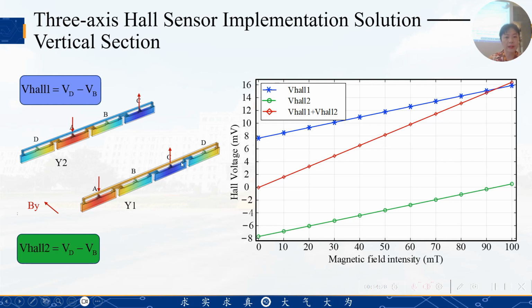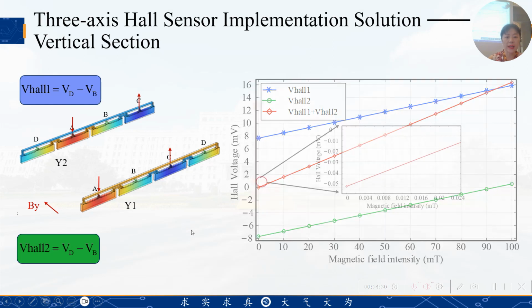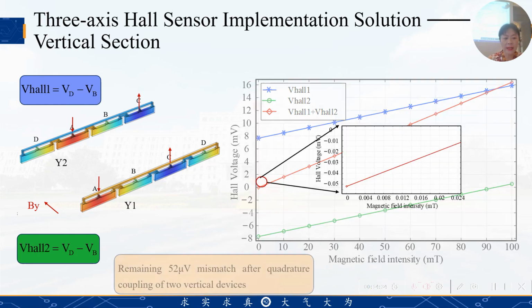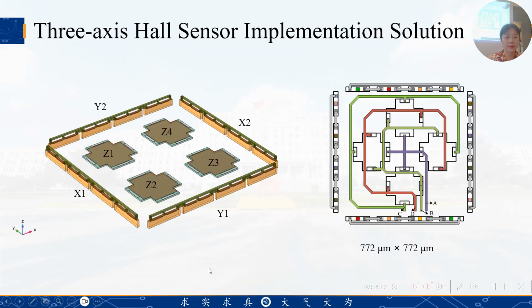And this is the folded axis to measure y and z. This is our simulation result. We can say that finally only 52 mismatch remained for the two vertical devices. And finally, this is our solution. We use the four horizontal devices and four vertical devices, 1, 2, 3, 4, to constitute the vertical devices.